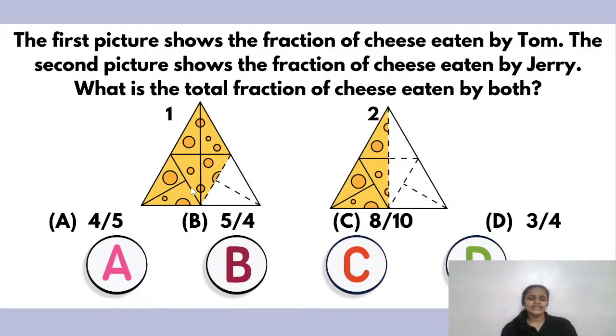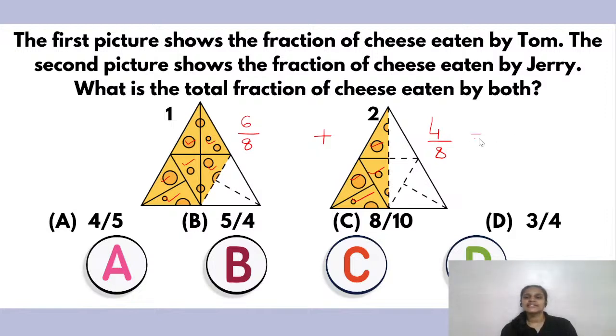Come on, think carefully. Okay, time to look at the answers. So let's start finding out. Here, this is what Tom had eaten. So he ate 1, 2, 3, 4, 5, 6 pieces of the cheese. And here Jerry ate 1, 2, 3, 4. So 4 pieces out of 8. And I simply find the total.